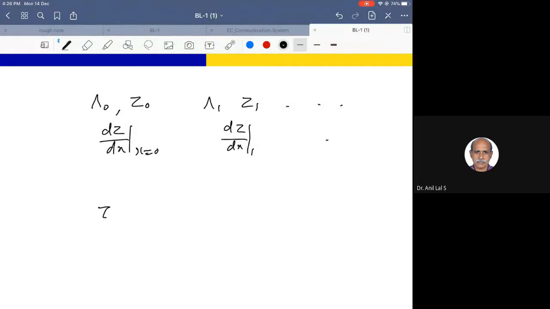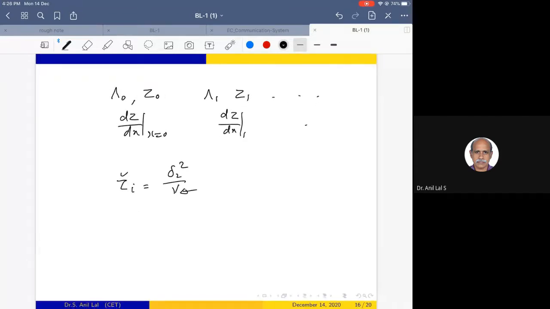We know any zi is equal to delta 2 squared by nu. By knowing nu and zi, we can get delta 2 squared at that particular point i, and we can find out delta 2 at that point i. Once we have delta 2, we know the ratio delta 2 by delta is some function of lambda, and lambda i is known. This can be evaluated. By knowing delta 2, we can get the boundary layer thickness.